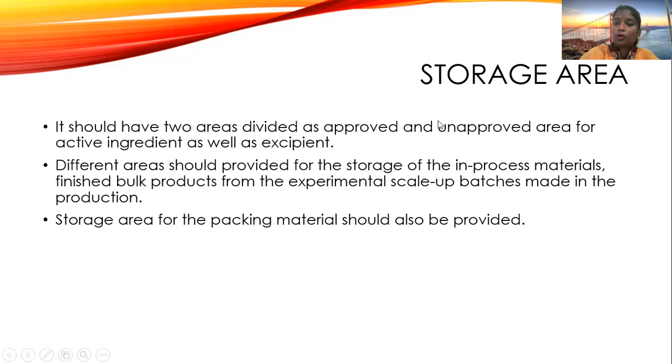Unapproved products are tagged with red tags. With this red tag, the unapproved raw materials will be shifted to the rejected area. From this rejected area, they will be returned to the original manufacturer or wholesaler from whom we got the raw material. So different storage areas should be provided. Not only that, there is also the finished product.